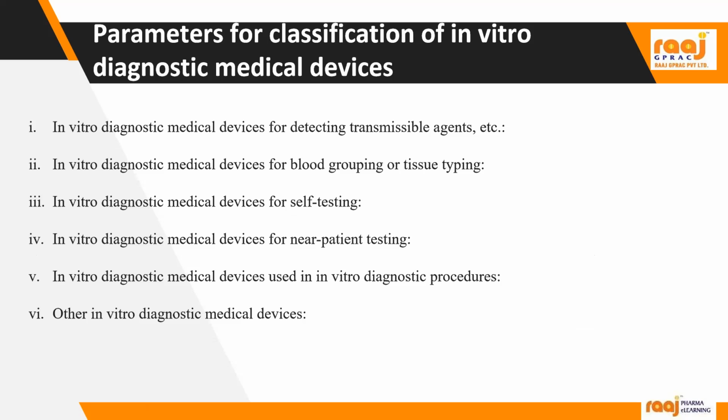Then in vitro diagnostic medical devices for detecting transmissible agents, in vitro diagnostic medical devices for blood grouping or tissue typing, right? Then in vitro diagnostic medical devices for self-testing. Which are those for self-testing? Can you tell me? COVID. In vitro diagnostic medical devices for self-testing, there are so many, no?